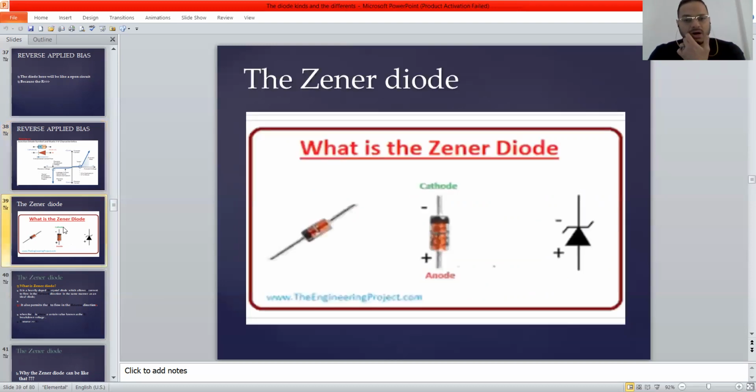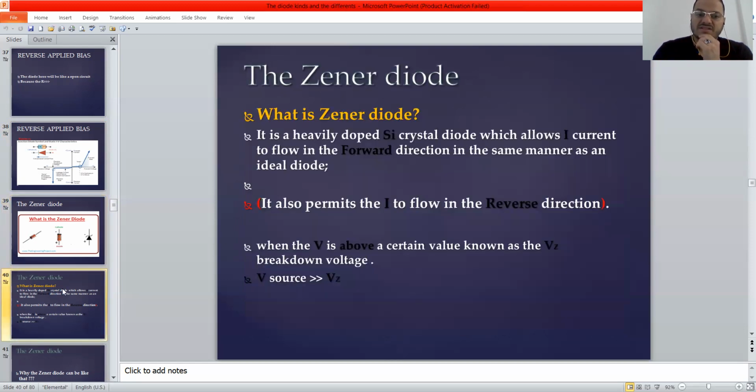Now let's talk about the first kind, the Zener diode. What is the Zener diode? It's a heavily doped silicon crystal diode which allows current to flow in the forward direction in the same manner as an ideal diode. Why is the Zener diode very important to us, and what is its great characteristic?